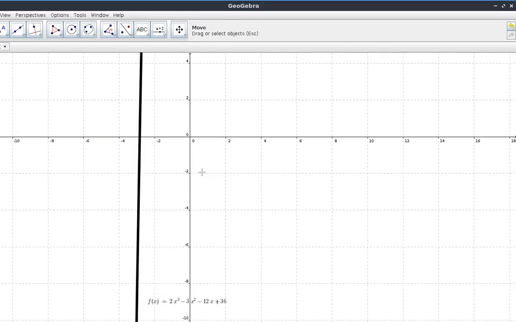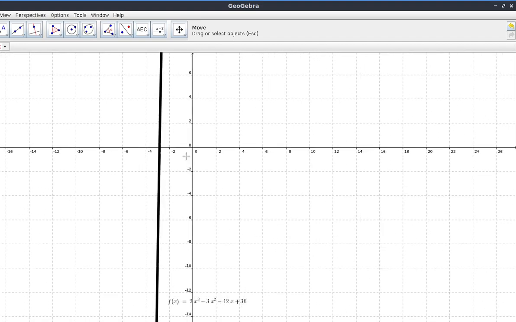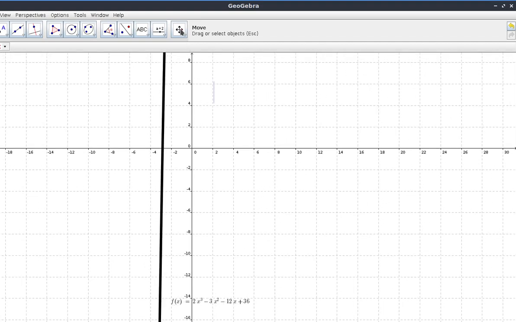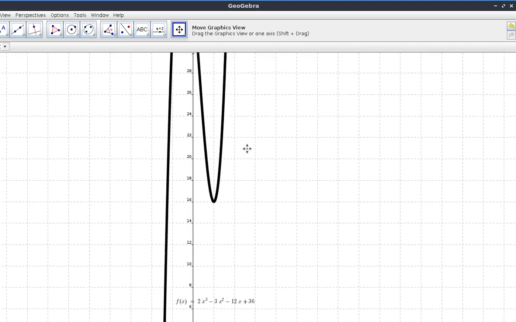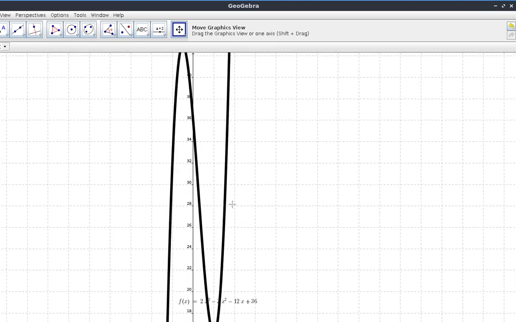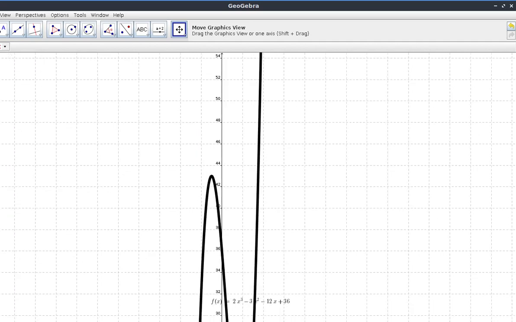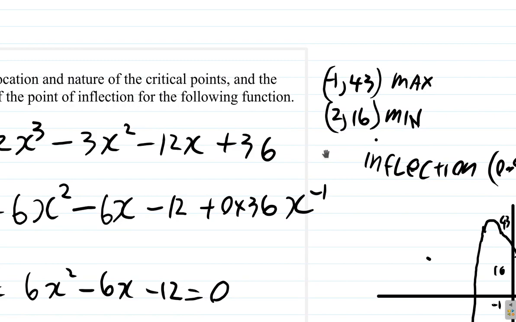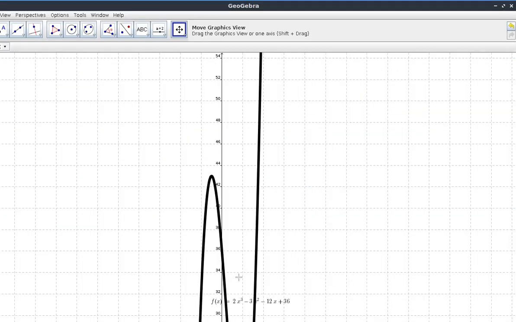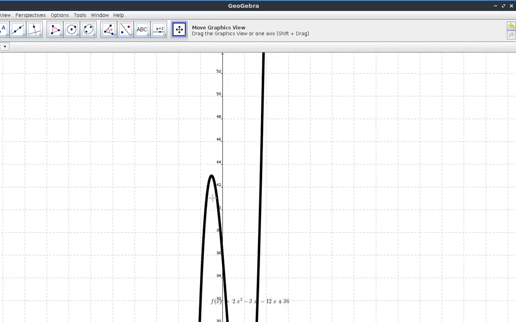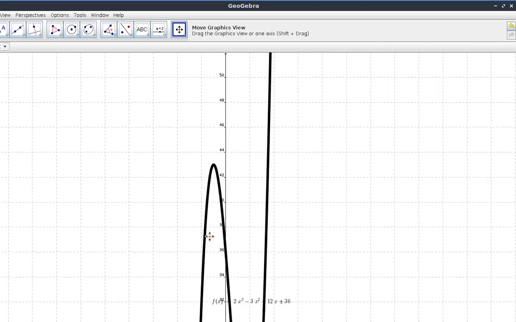Alright, we have to zoom out to see this graph. Alright. Now, let's zoom in right here and see where it is. It's supposed to be at (-1, 43). So, where's negative 1? Let me go up.